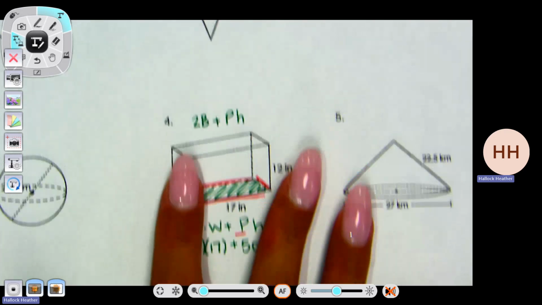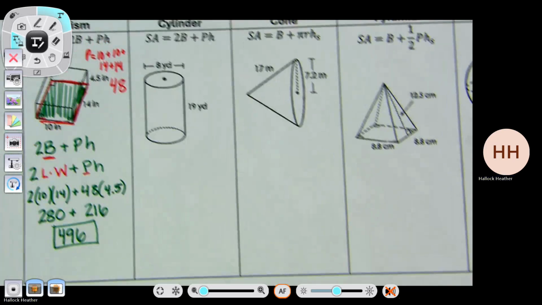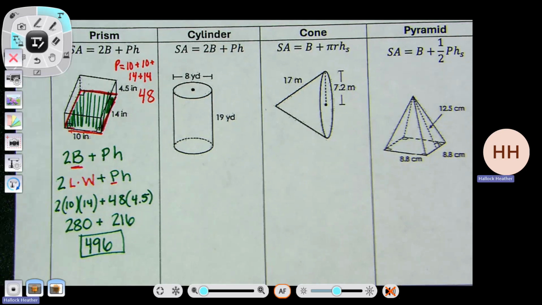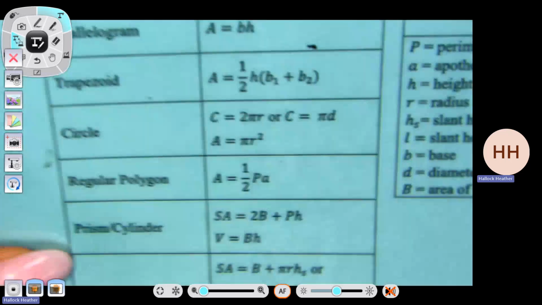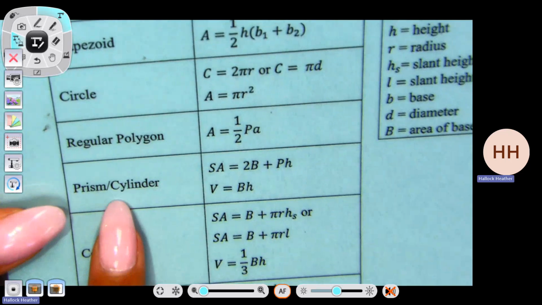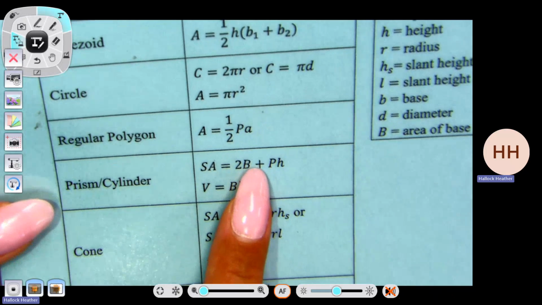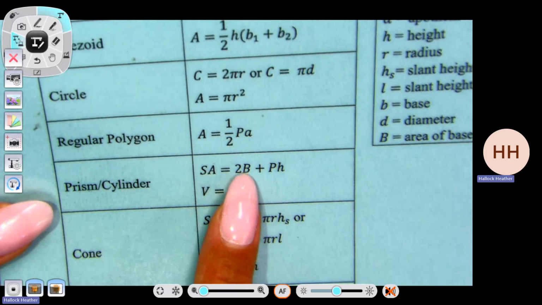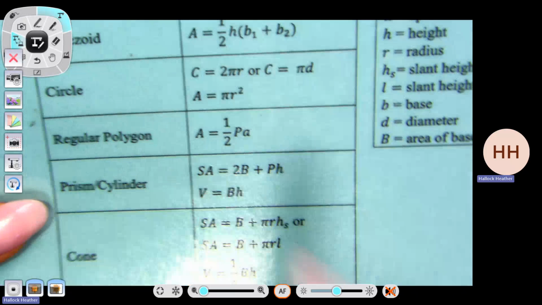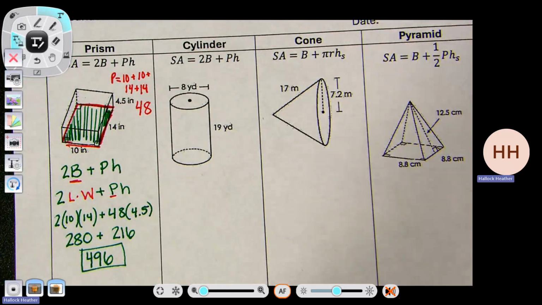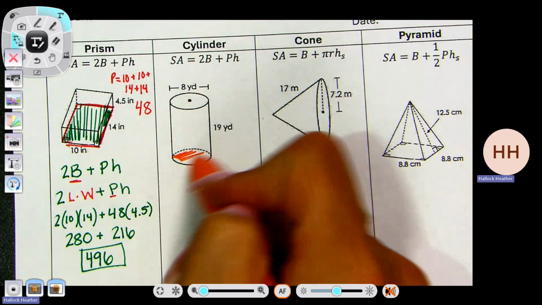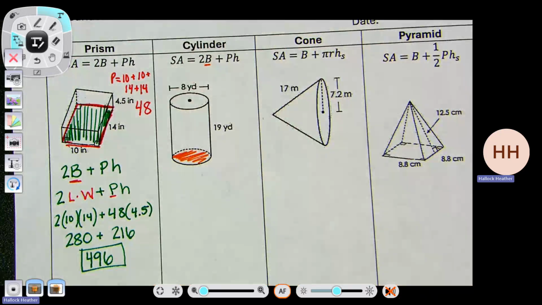So the next shape is a cylinder. If you look at your formula sheet, a prism and a cylinder are both in the same exact little section. Surface area is the same formula. It changes because one has a base that is length times width, one has a base that is a circle. So this is going to change because we are not using big B as length times width anymore. Big B is changing. What is the formula I would use for a circle?